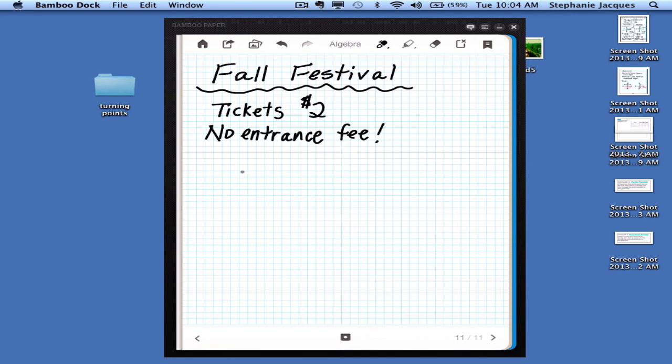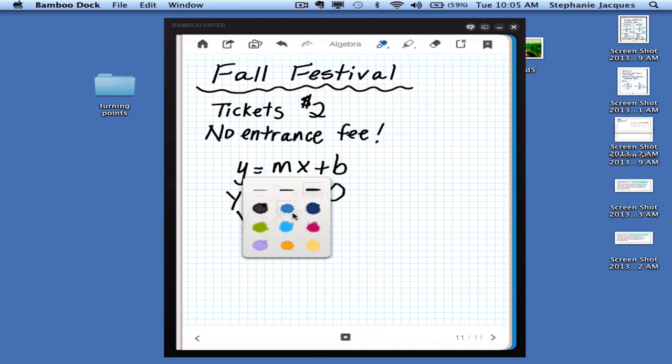So I thought, let's see if we can model this and we can find out how much money we can make for the fall festival. So I did my y equals mx plus b. And there's no entrance fee, there's no starting fee. And that would be here, right? The thing that doesn't change, the starting fee. So instead of having anything here, I can put a 0 or I can put nothing at all if I want. Every time I buy a ticket, it's going to be $2. So I'm going to make my slope, which is going to change all the time, $2. So y equals 2x plus 0. And let me write that a little more simplified. Y equals 2x.